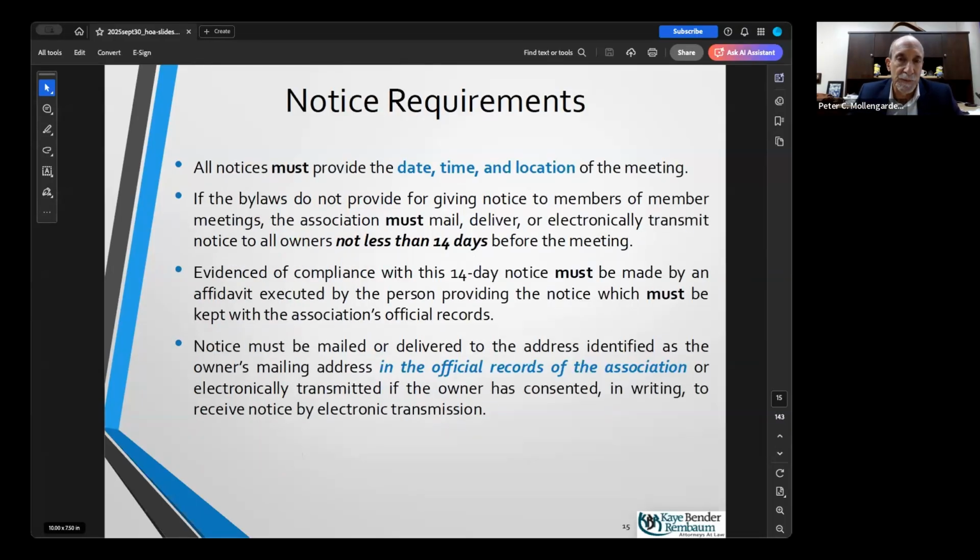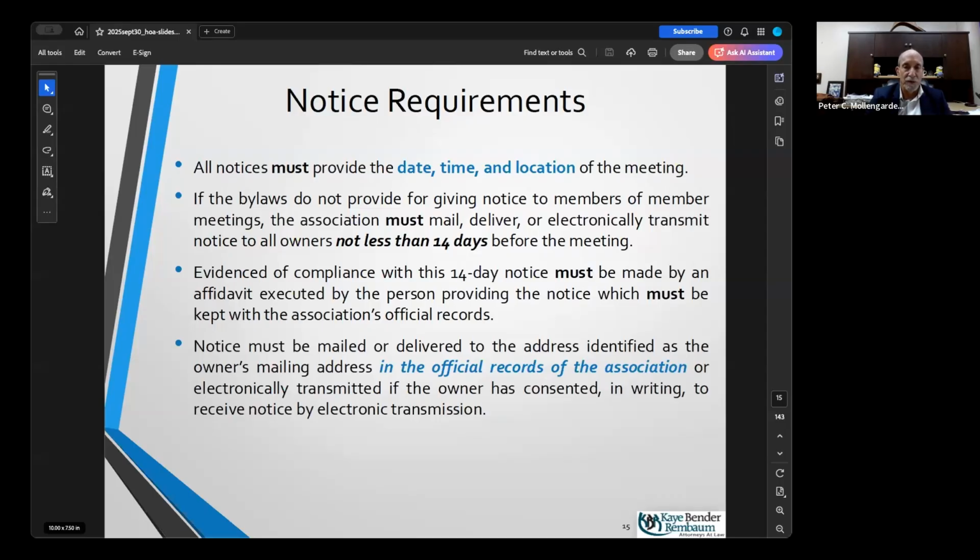What are the notice requirements? All right. First of all, you have to have the date, time, and location of the meeting. If the bylaws are silent or don't provide for the giving of notice to members of a membership meeting, then you must mail, deliver, or electronically transmit notice to all owners not less than 14 days before the meeting. And in order to evidence compliance with that, there must be an affidavit by the person who is providing that notice, signed and executed, notarized, and you have to keep that affidavit of notice with your official records.